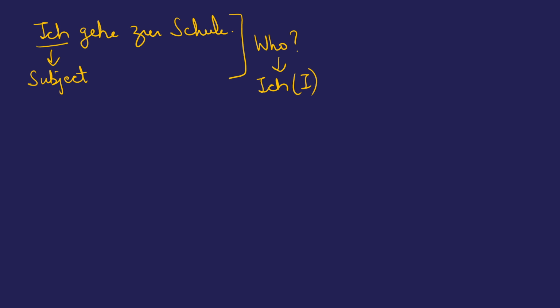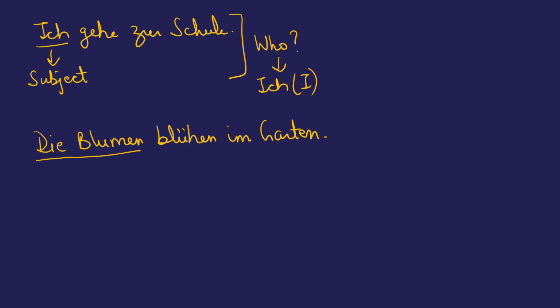Let's see another example. Die Blumen blühen im Garten, which means the flowers are blooming in the garden. So here die Blumen is the subject performing the action, and it is answering the question what. What is blooming in the garden? It is the Blumen or the flowers.